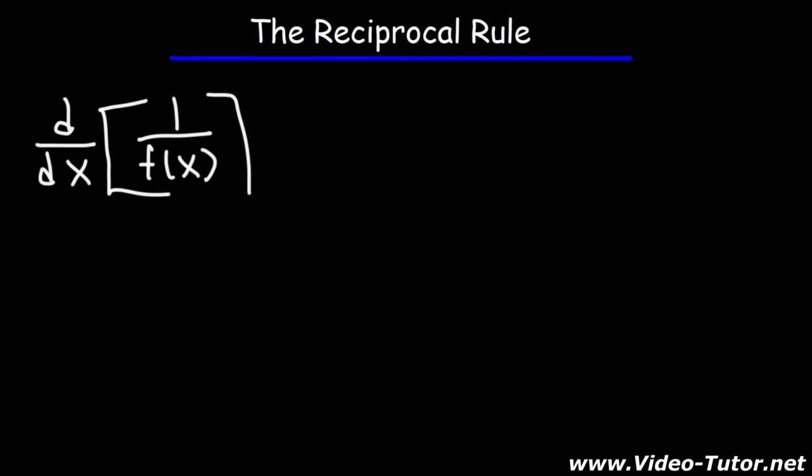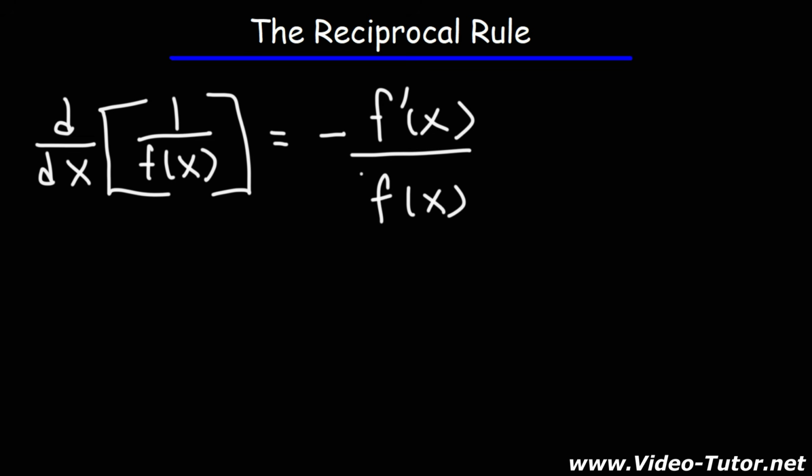In this lesson, we're going to talk about the reciprocal rule. So here's the basic idea behind the reciprocal rule. The derivative of 1 over f of x is equal to negative times the derivative of f divided by the square of f of x.